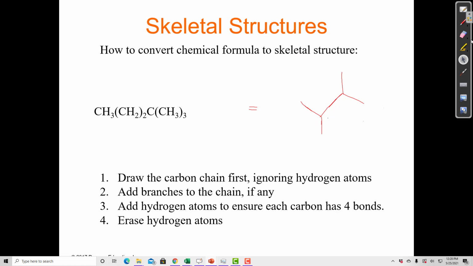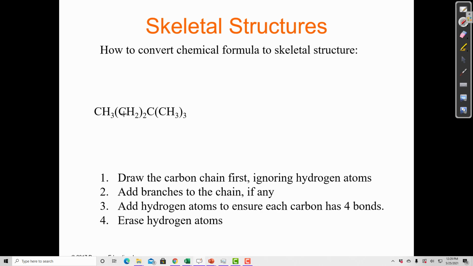All right, how to convert a chemical formula to a skeletal structure. So what if I have this and I want to turn it into a structure? They give me some kind of one-dimensional formula in a book, and I'm trying to turn this into a structure. So let's draw the carbon chain first, ignoring hydrogen atoms. So I have C bonded to a C, but then this group is in parentheses and there's a 2 on the outside. So what's a CH2, and how is there 2 of them?